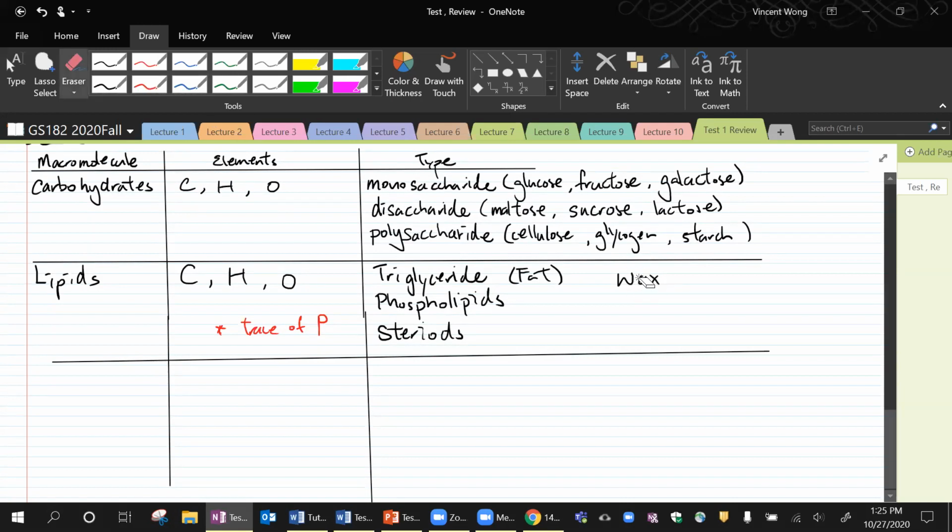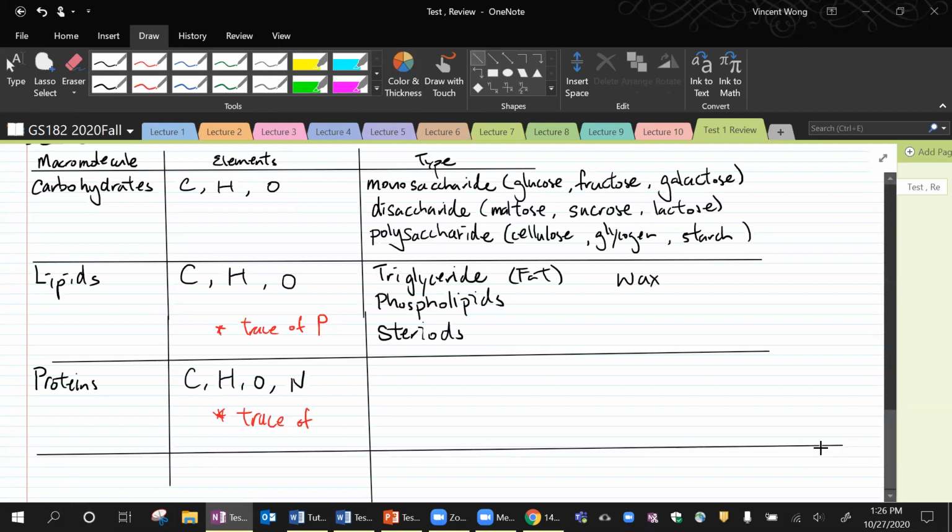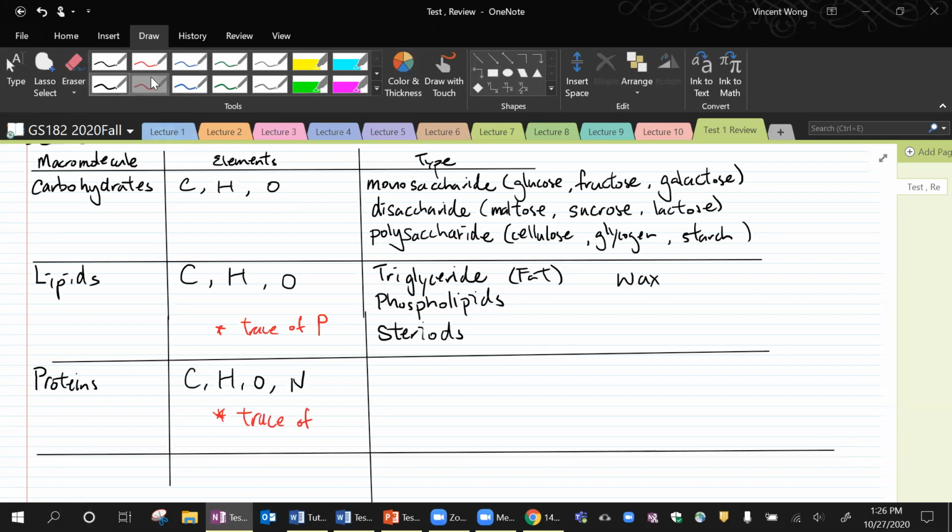And then there is wax as well. Those are the different types of lipids. Next, we have proteins. Proteins have C, H, O, and N, and I'm going to put a star as well. There is also a trace of, anybody know, trace of what? What's the extra element that I'm looking for? Sulfur. That's right.